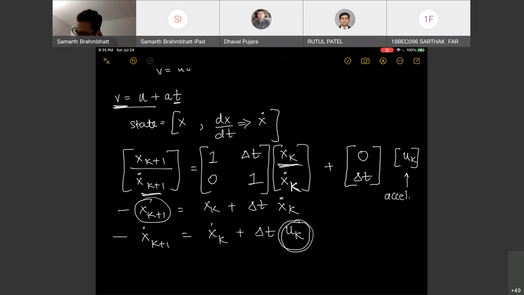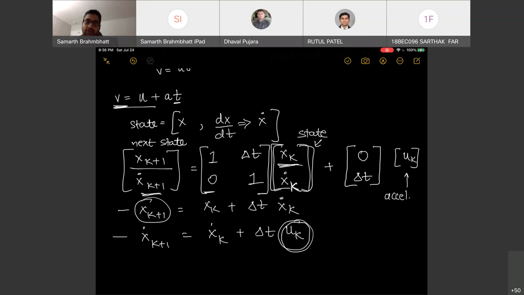And so this is how you use your acceleration input to control the position of your robot. One other thing to notice here is, if the position and velocity is our state, right? So this is our state over here. One nice thing to notice is that the next state is a linear function of the previous state, and is also a linear function of my control input. And why is it linear? Because it's just a matrix multiplication.